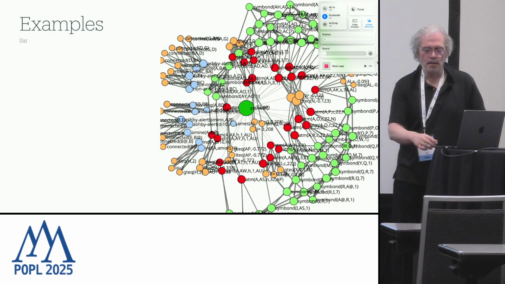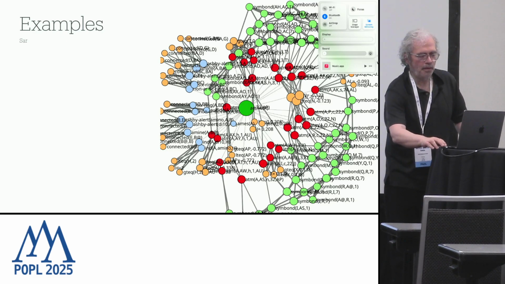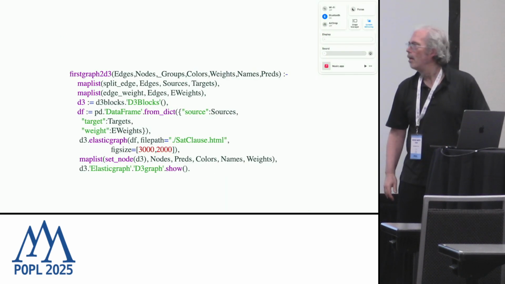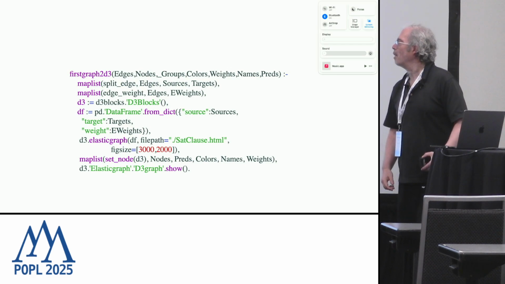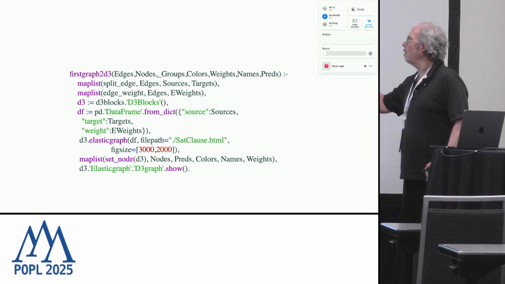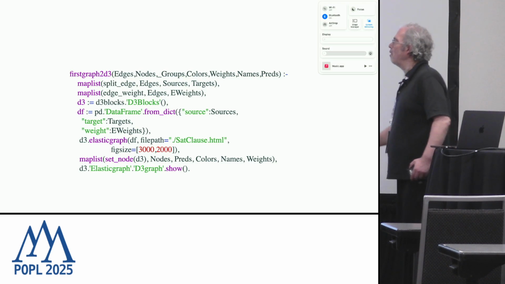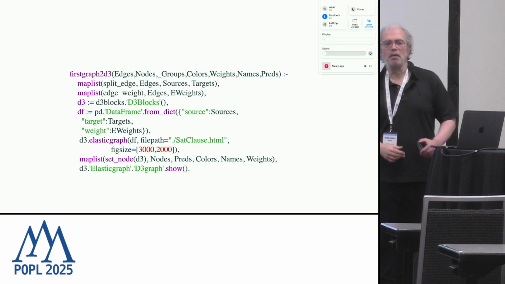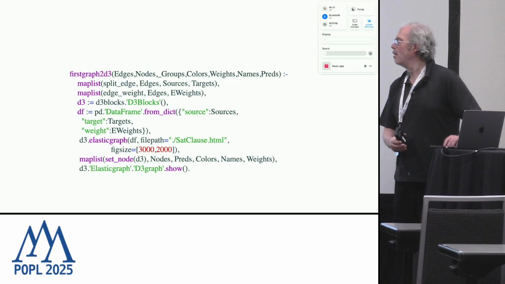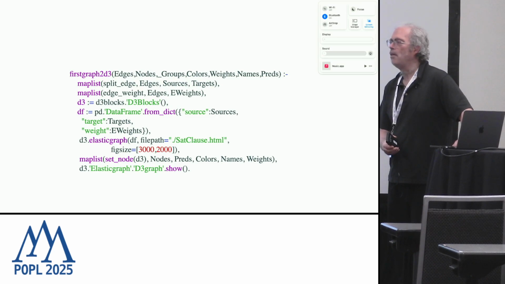So the actual code that does this is this. This is a Prolog program, which is actually more like a Python program than a Python Prolog program. To generate the graph, it has the edges and the nodes. So it first defines two lists for the edges, sources and targets, computes the edge weights, and then it activates this D3 blocks module from Python, which does the real work. Actually, the real work is done by D3, which is a JavaScript toolkit.